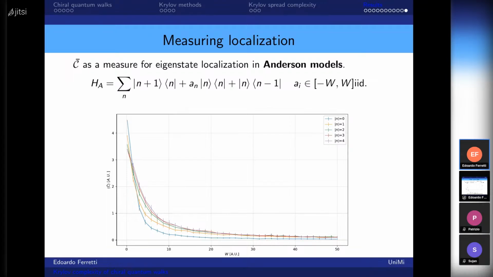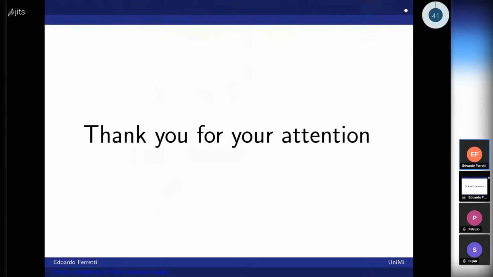We can use complexity as a measure for localization. Is it optimal? It should require further study. This is just a qualitative result. And this is it. Thank you for your attention.